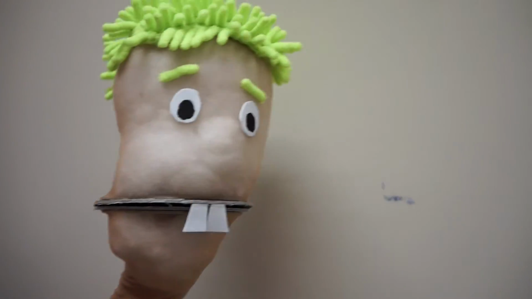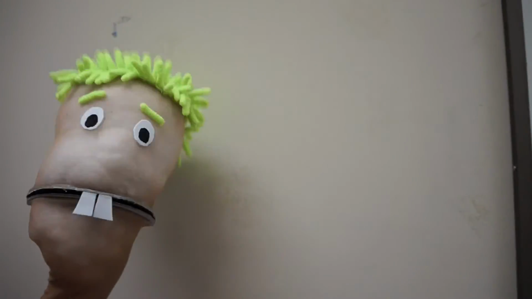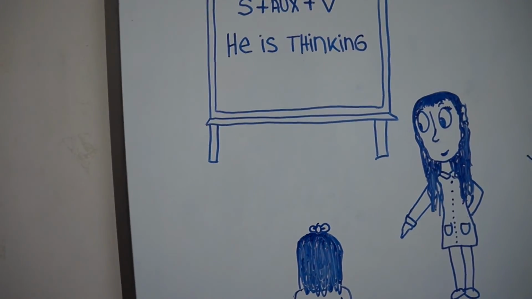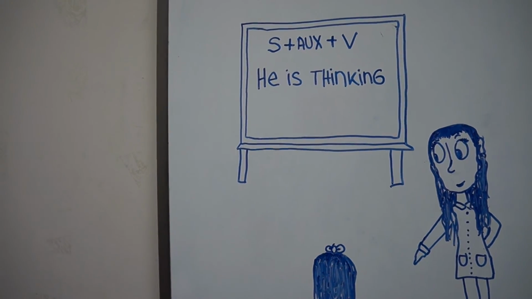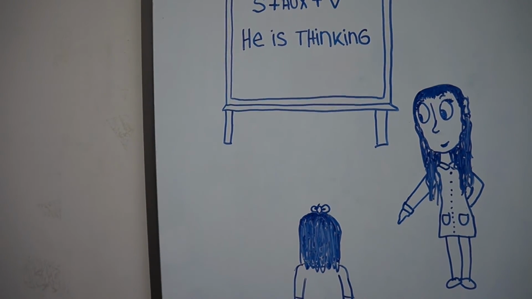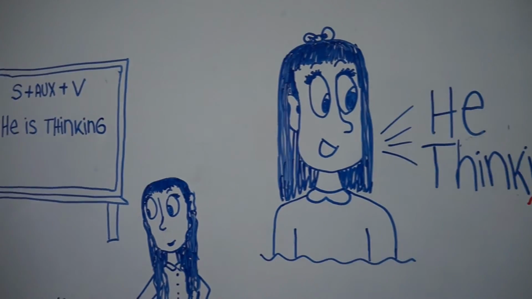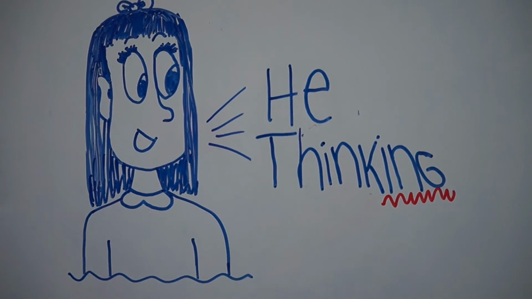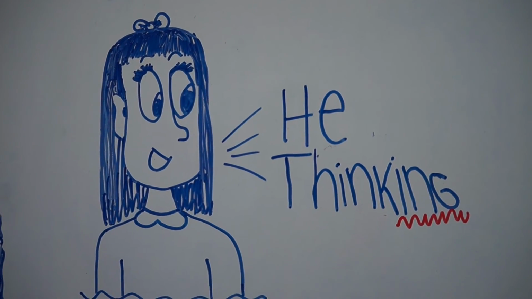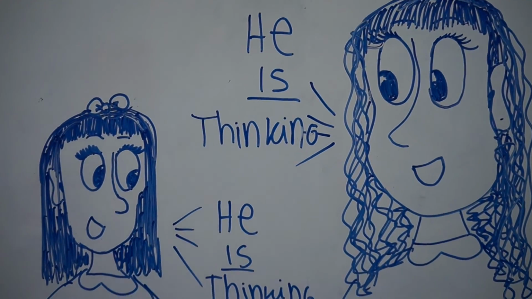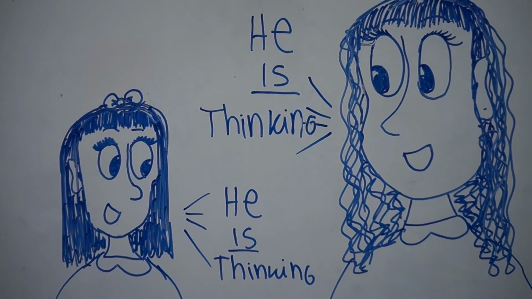For example, a teacher realizes that his student produces he thinking, so the progressive that belongs to the first stage of acquisition is being used properly, but the auxiliary to be that belongs to the second stage is not present. So the teacher gives the student input with the correct sentence, he is thinking, using the morpheme is properly.